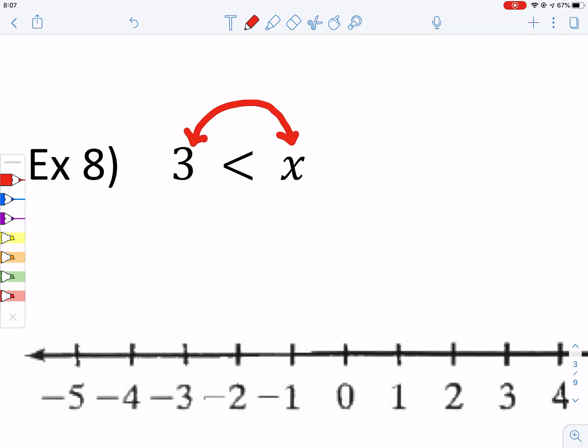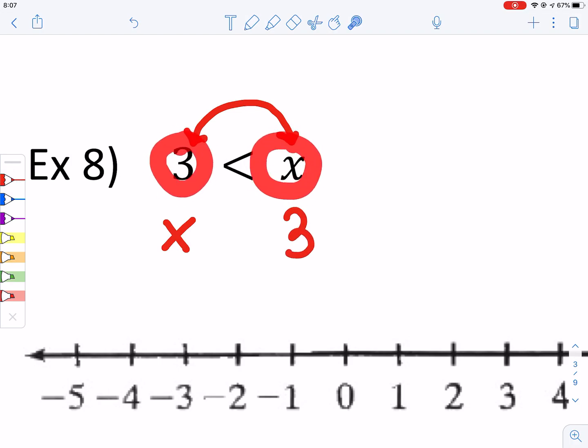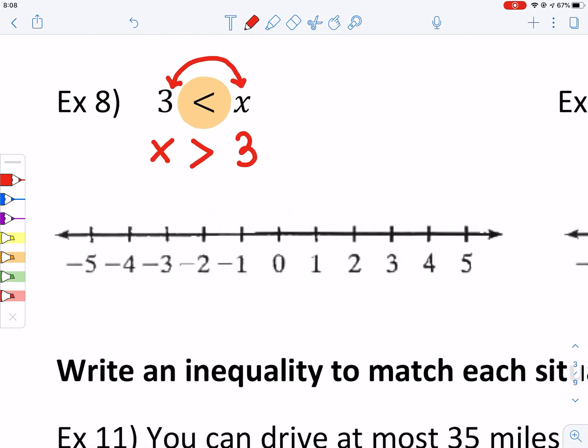So let's draw an arrow to show that we're flipping it. I just took this 3 and this x and flipped spots. So now the x is on that side, the 3 is on that side. If you flip the 3 and the x, then this inequality in the middle also needs to be flipped. Right now it's less than, so I need to flip it so it is greater than. So now instead of graphing 3 is less than x, I'm graphing x is greater than 3. These two answers are the exact same thing.